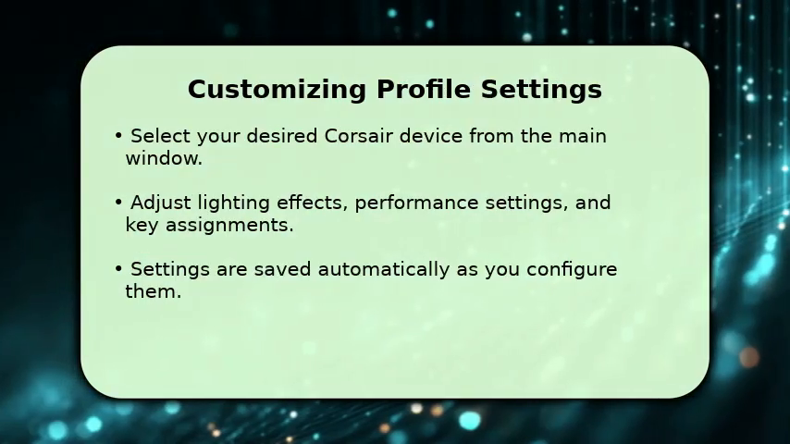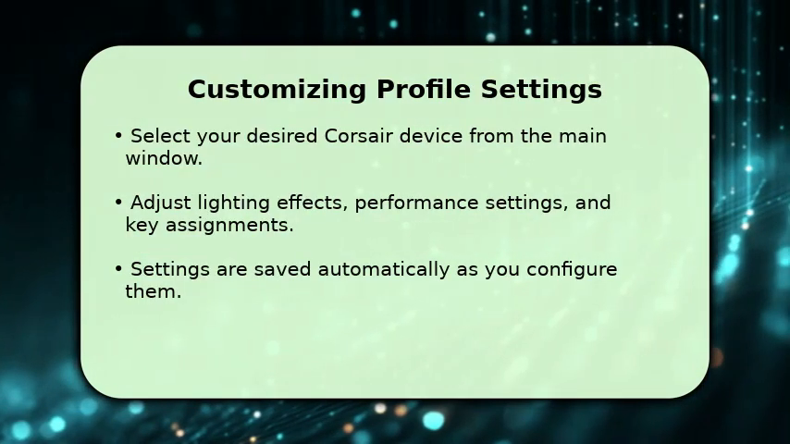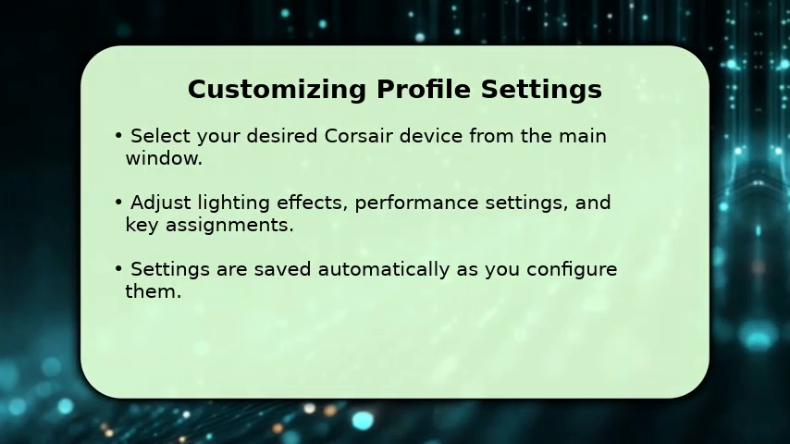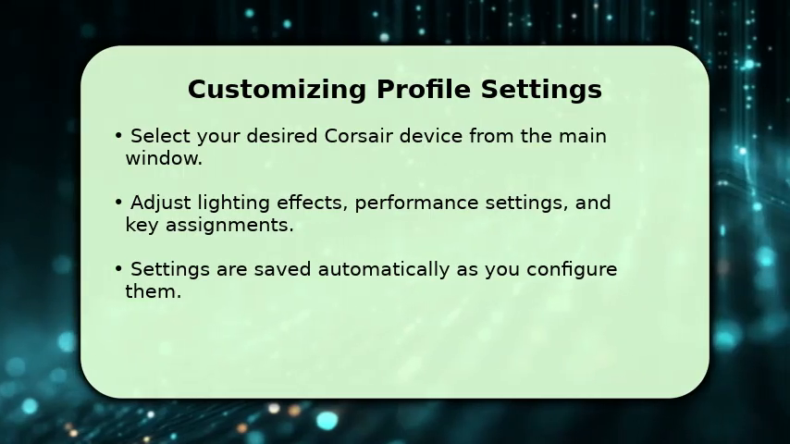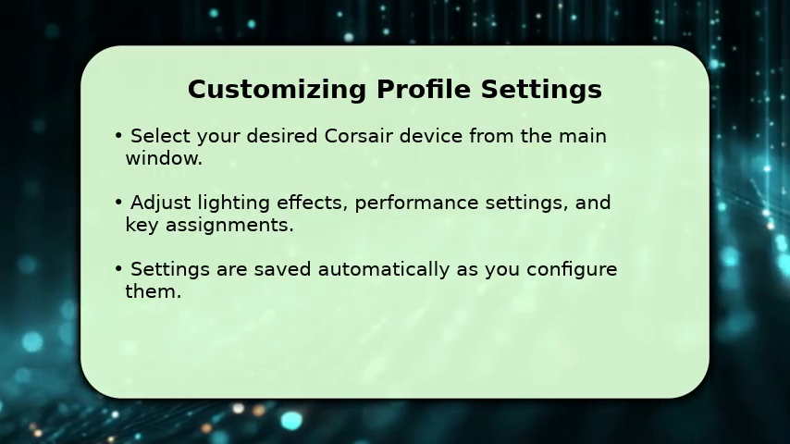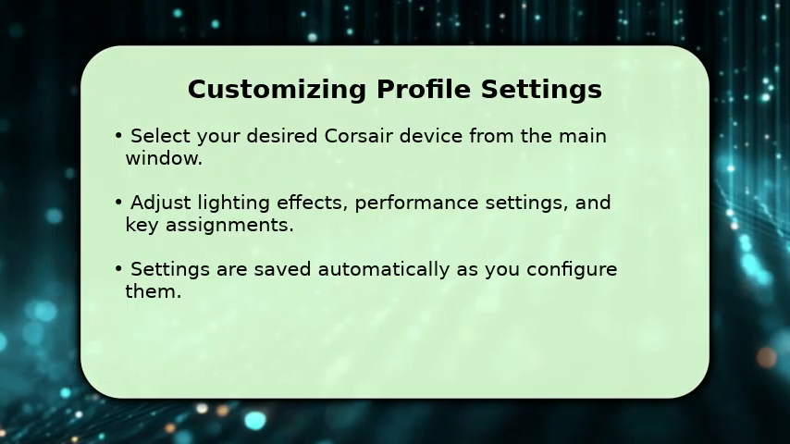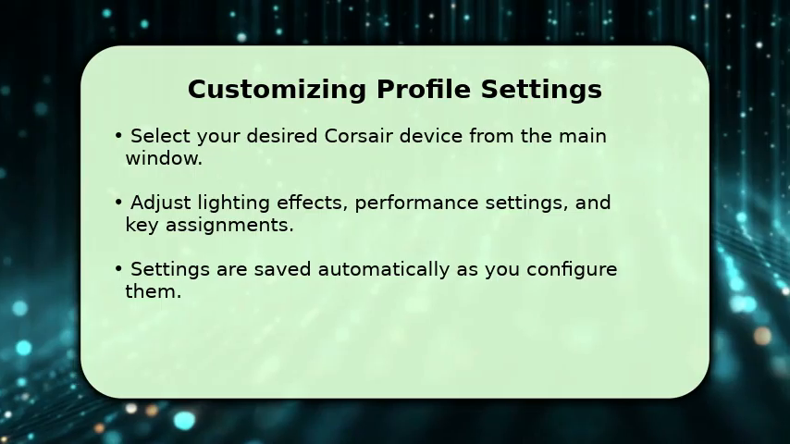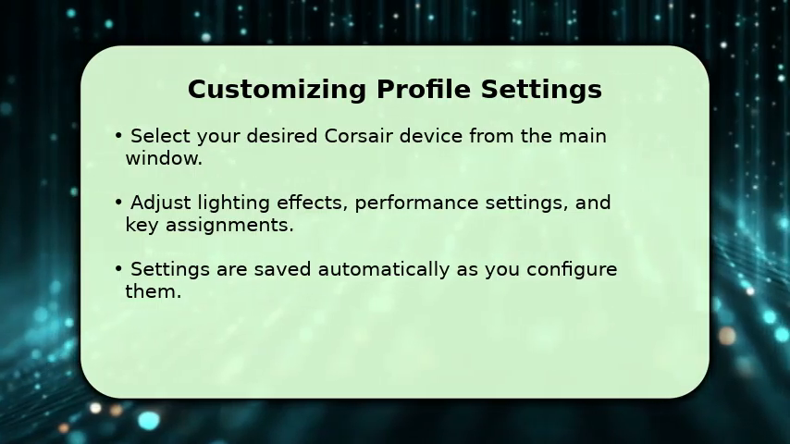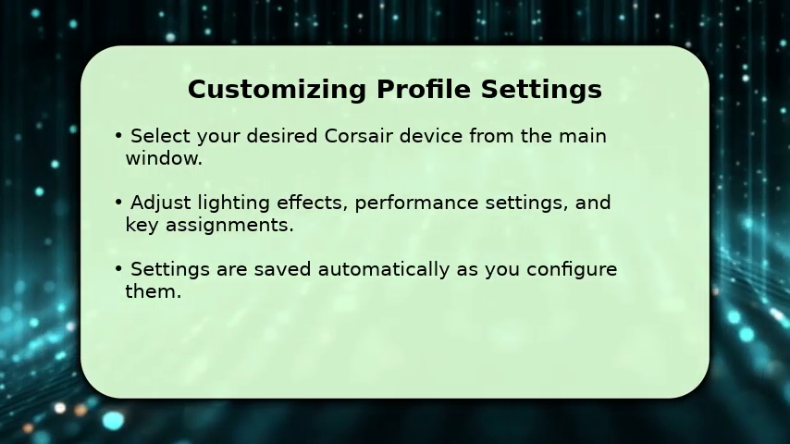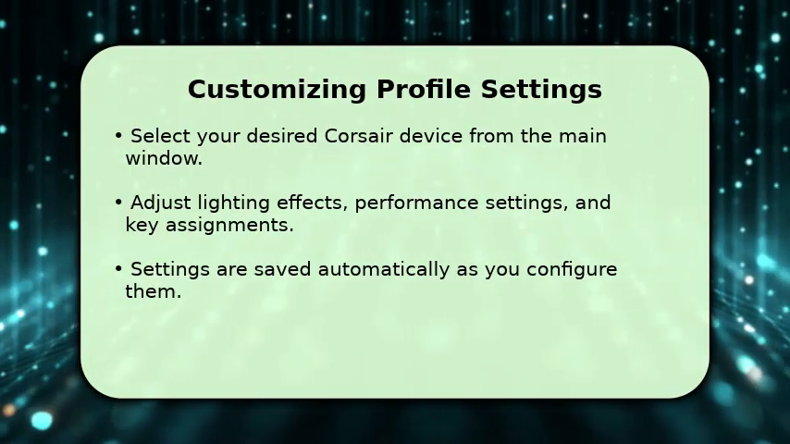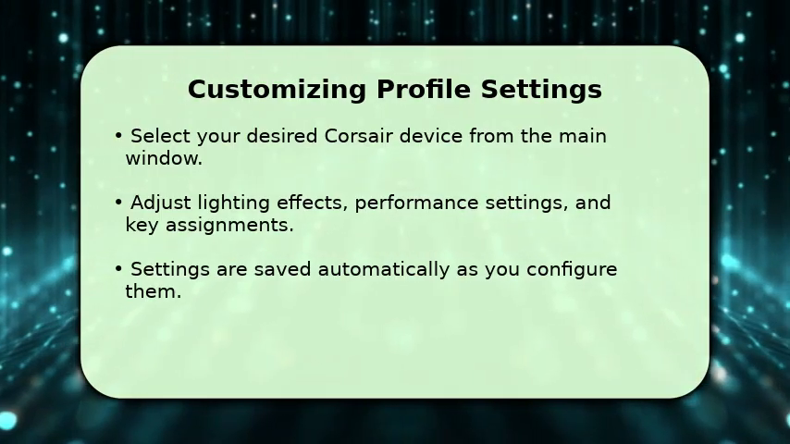Once your new profile is created, it is time to customize it. Select the Corsair device you wish to configure from the main iCUE window. Here, you can dive into adjusting various settings, such as vibrant lighting effects, precise performance parameters, and custom key assignments. Every change you make is saved automatically, so feel free to experiment. You can spend a few minutes or even an hour perfecting your setup.